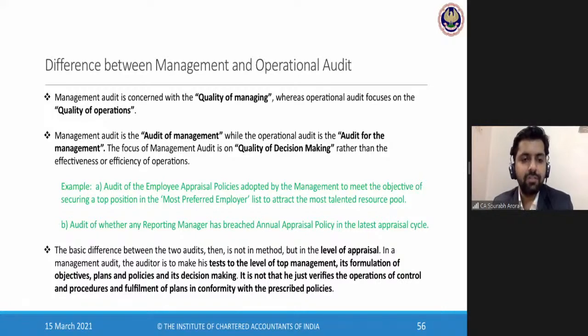So the question is, which one of these is management audit and which one of these is the operational audit? You may answer it right now. Whether A is management audit or operational audit, please answer.